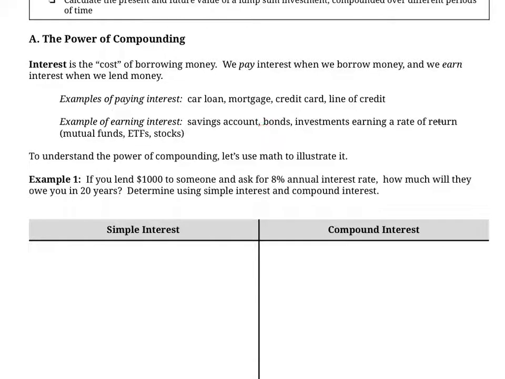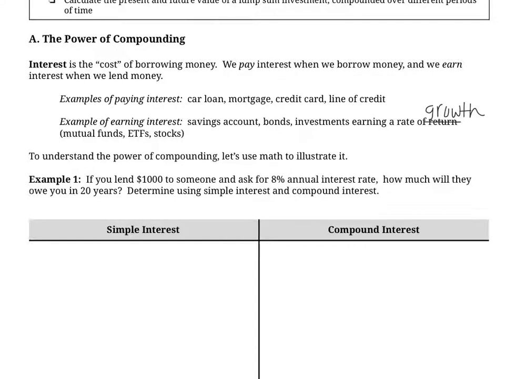Bonds would be another example. That's lending money to a company where they're going to pay us regular payments. And investments. Now, this is not really interest. This is more a rate of return, or a rate of growth is even better. So let's just add growth. So investments like mutual funds, ETFs, and stocks, they're not going to pay us interest, but they're going to grow in value, similar to a savings account growing in value or a bond growing in value.